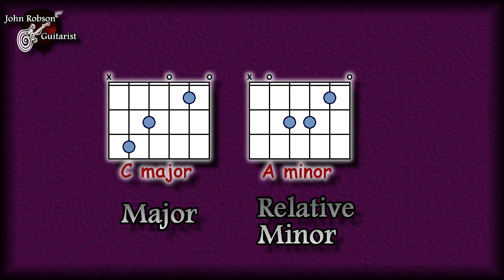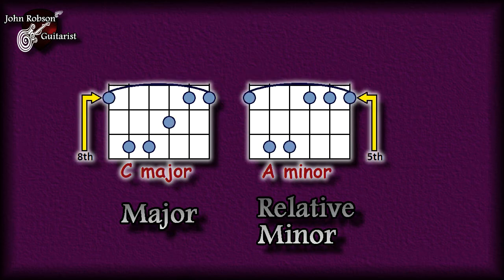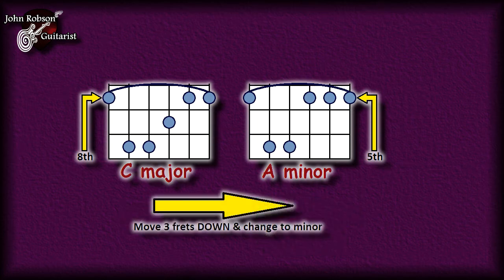And the relationship between these two chords becomes a little bit clearer if you view them both as bar chords. So here they are, the C major is up at the 8th fret, and the A minor is down at the 5th fret. So all you've got to do to find the relative minor for any major chord is move down 3 frets and turn it into a minor. And vice versa, it works the other way too. To find the relative major of any minor chord, move up 3 frets and turn it into a major.